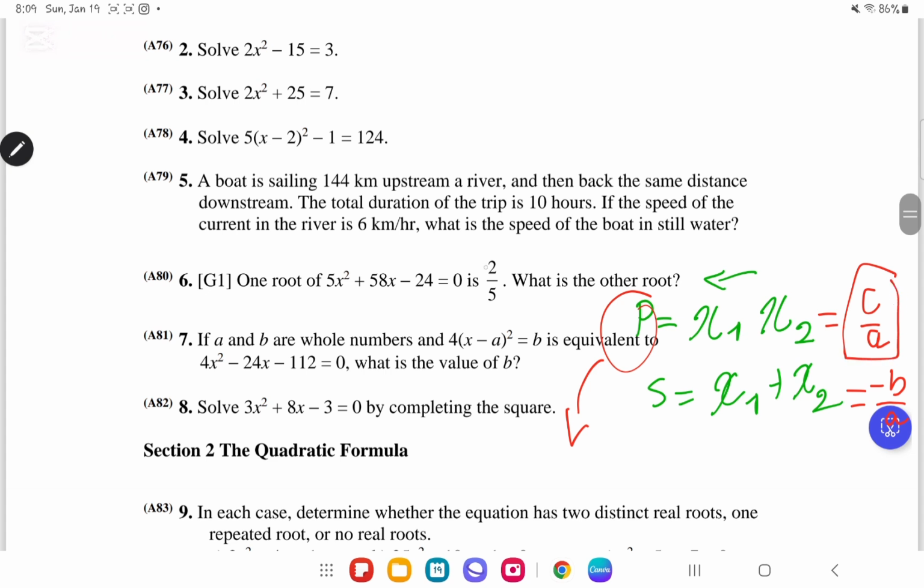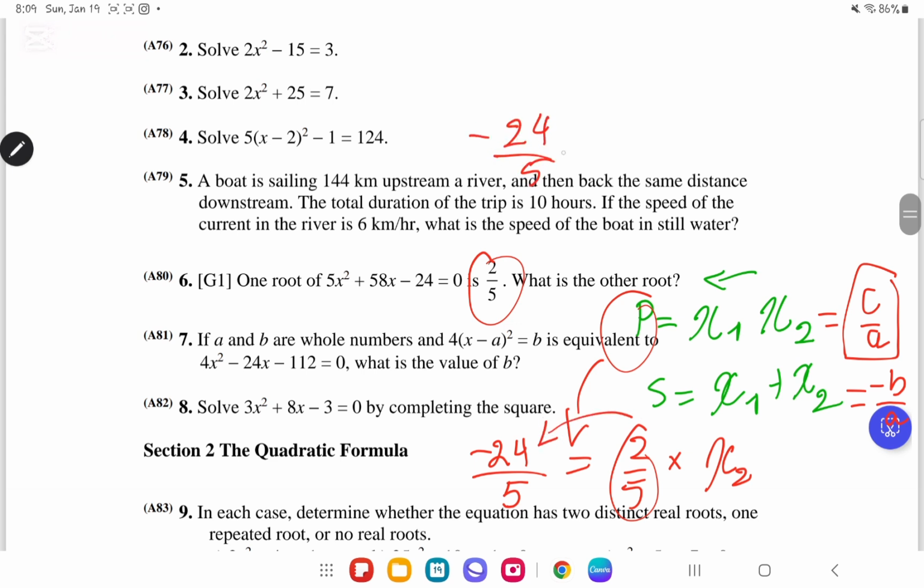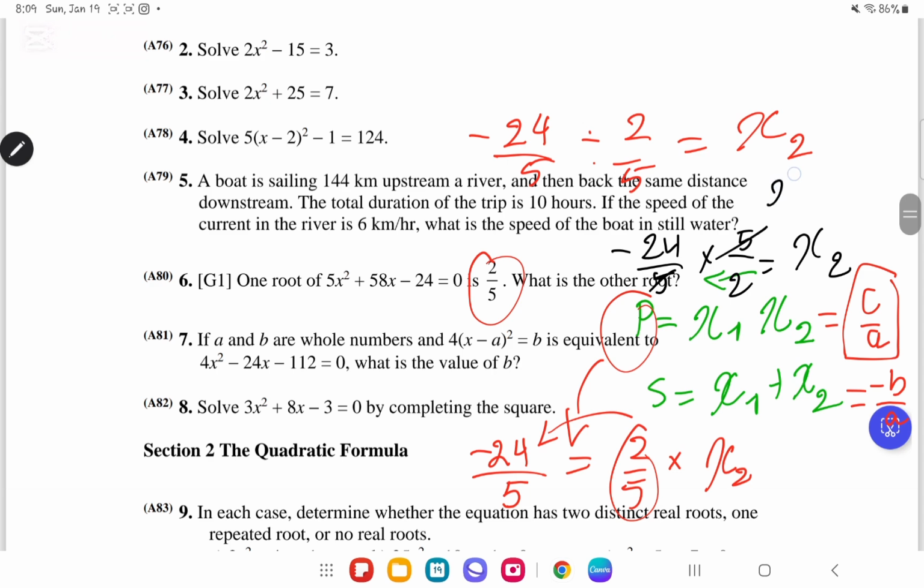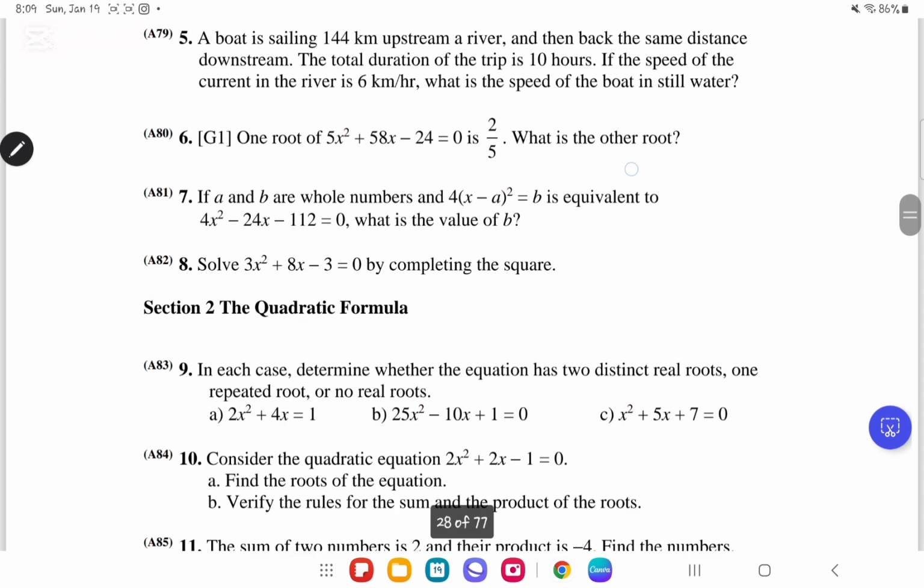To find the value of the product, we are going to take C, which is minus 24, over A, which is 5. It's equal to the first root, which is 2 over 5, times the second root. Moving this to the other side, minus 24 over 5 divided by 2 over 5 is equal to x2, or the second root. So then minus 24 over 5 times 5 over 2 is equal to x2. So then we get that the value of x2 is minus 12. So that is grid 1 done.